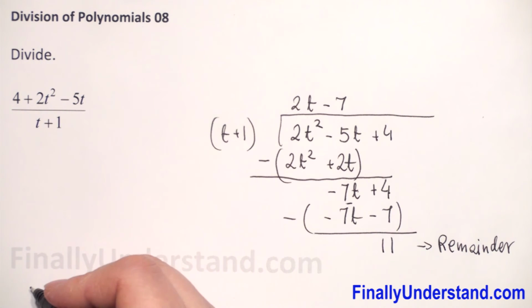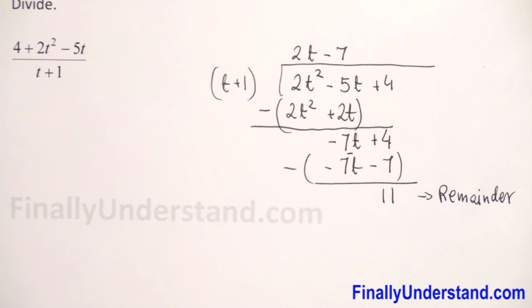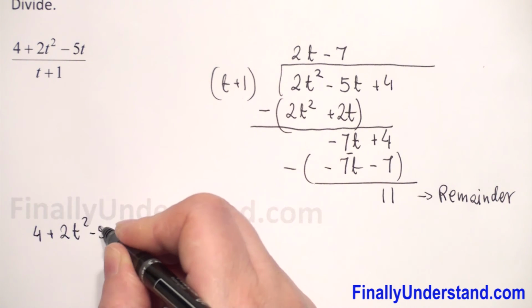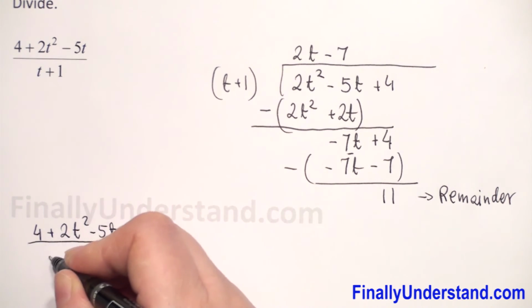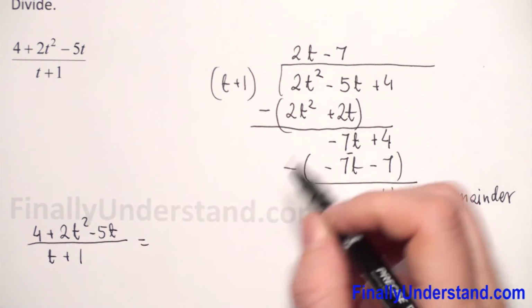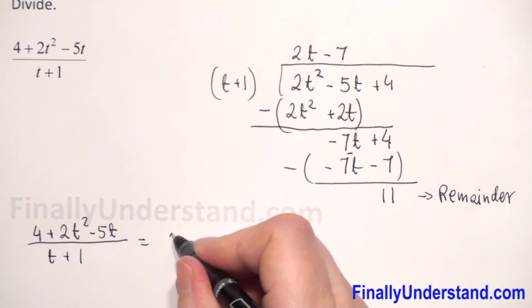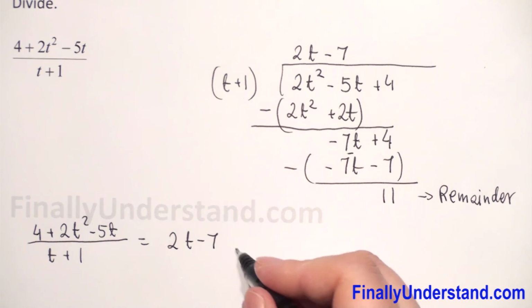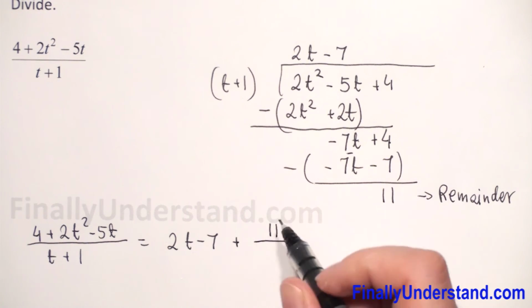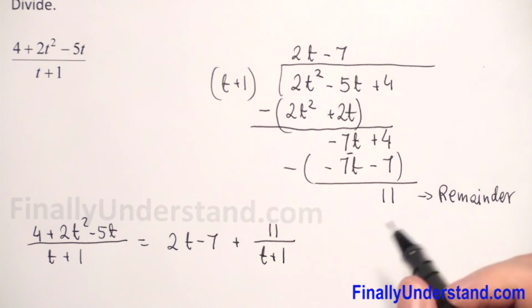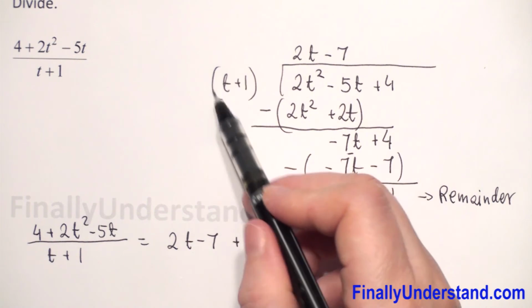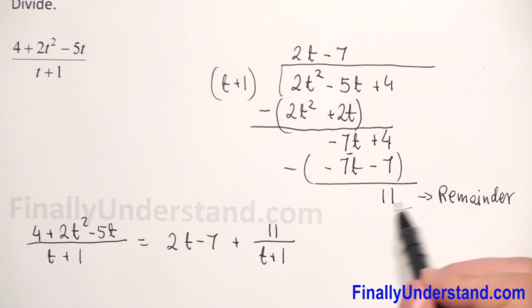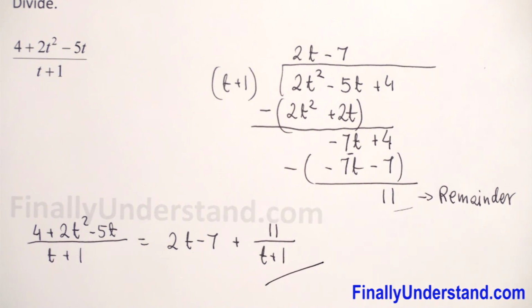Our solution will be, let me rewrite our problem. We have 4 plus 2t squared minus 5t over t plus 1. This is equal to whatever we have on the top, so 2t minus 7, and now we have to add our remainder. So we have 11 over t plus 1. 11 over whatever is our divisor, always, when the divisor is different than 0. This is my solution.